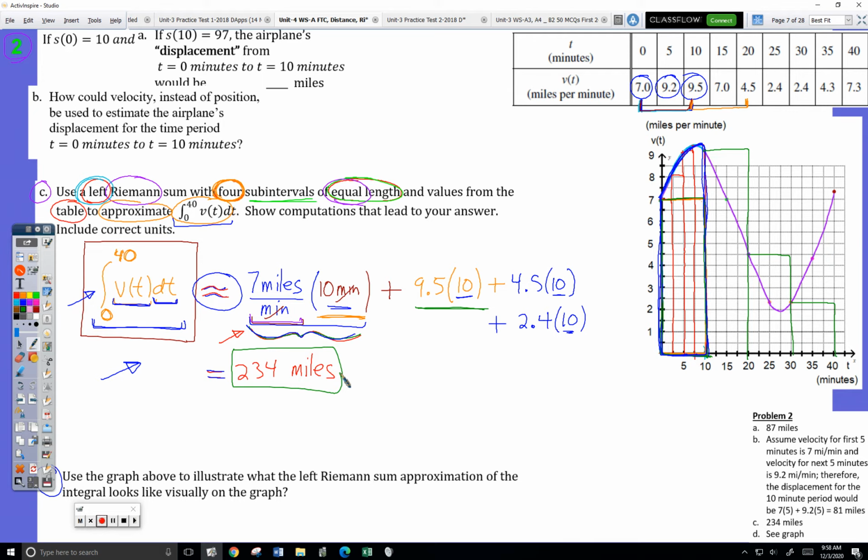Well, the velocity is 7 miles per minute. What does that mean? Every minute it's moving 7 miles. Perfect. So if the plane does that for 10 minutes, what's going to happen? Okay, move 70 miles. Does that make sense? So this is going to be 70.